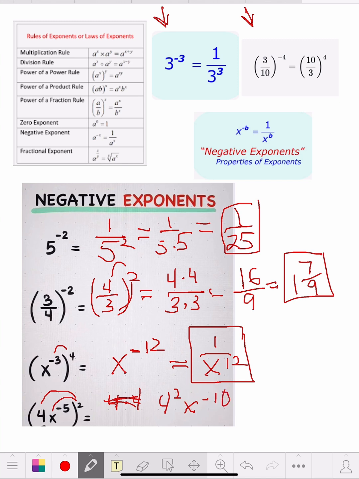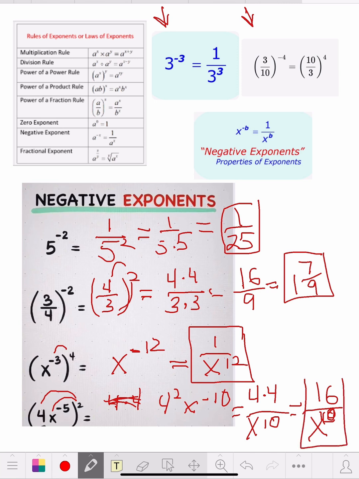Now, I can't leave it like this. I can't leave it with the negative on the top, so it's going to be 4 times 4. Now we flip it, and it's going to be x to the 10th on the bottom. So they could show that, but that's going to equal 16. 4 times 4 is 16 over x to the 10th. That's probably what they're going to show for an answer. Square that off, and that's my answer: 16 over x to the 10th. More than likely that's what they're going to show.